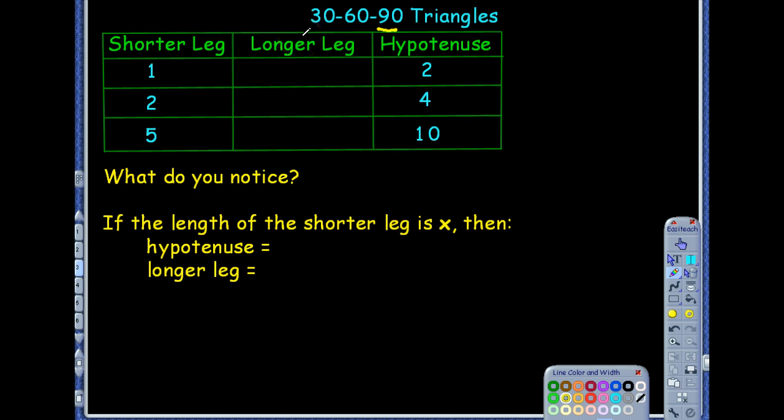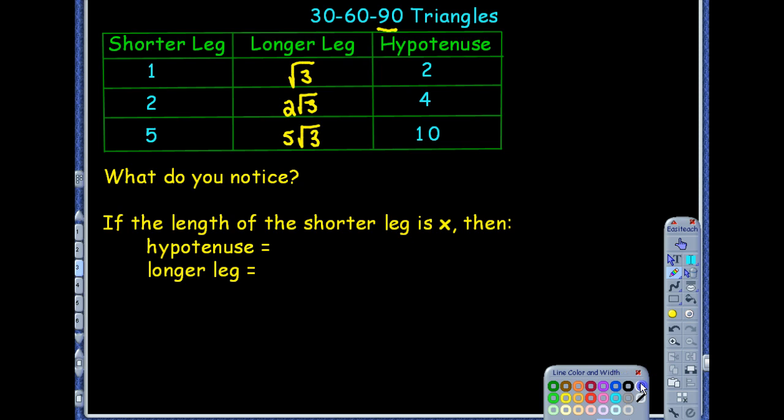Okay, so Mrs. Palermo, we're not going to show our work here because we're going to assume that they can do the Pythagorean theorem. But what did you get for the longer leg for the first scenario? I got radical 3. And then for the second one? 2 radical 3 and 5 radical 3. Love it. Now, what do you notice about some relationships just in general of the sides?